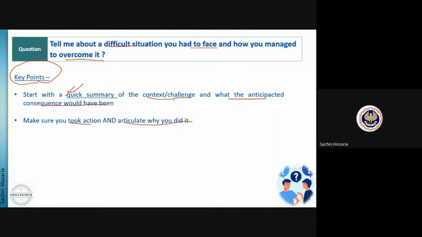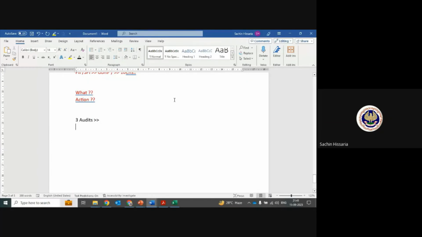Now, how I managed to overcome it. In these 3 audits, I prioritized the work. I prepared my to-do list of the key areas that we needed to verify in this pre-audit. I have teams, so I allocated all the tasks to my team along with target dates by which each task needed to be completed. We prepared our plan.